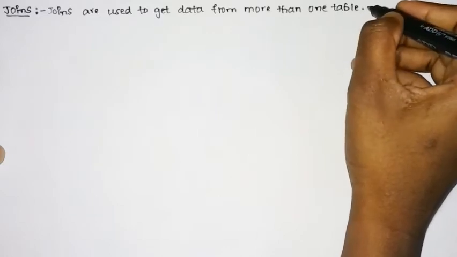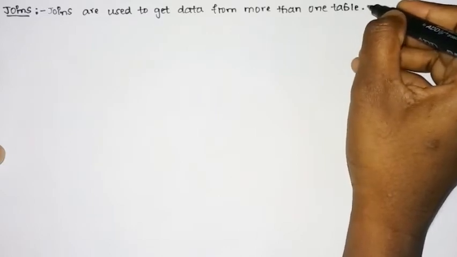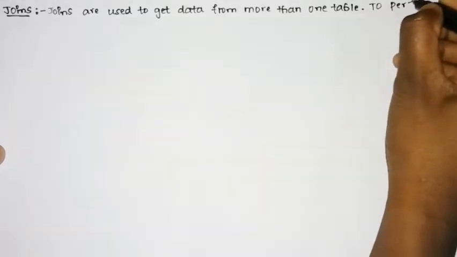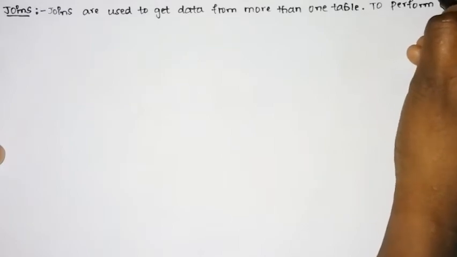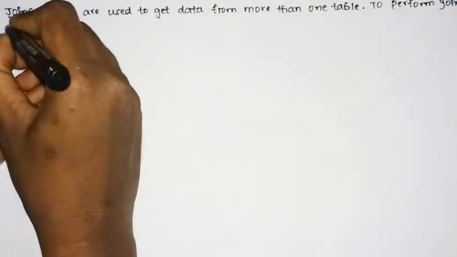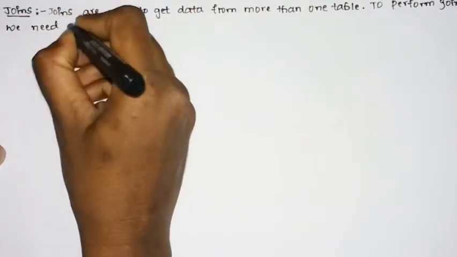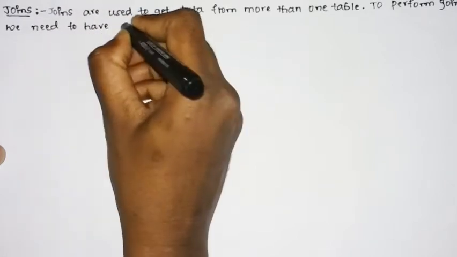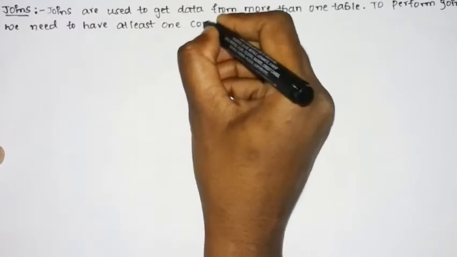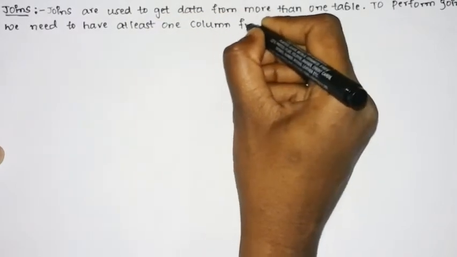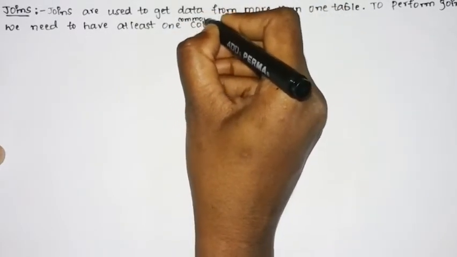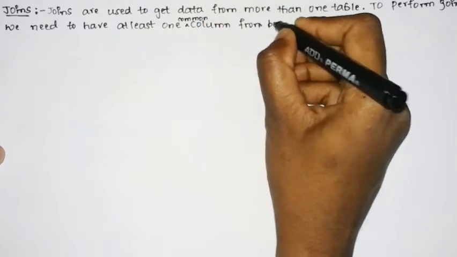And second thing is that to join more than one table, we need to have at least one common column in both the tables to perform join. So to perform join, we need to have at least one common column from both the tables.